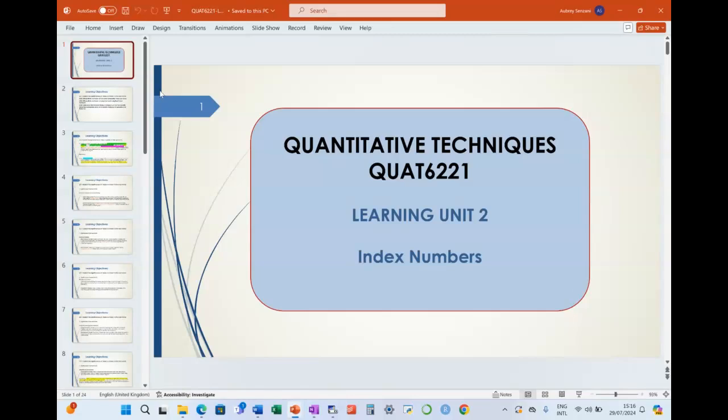There are 4 formulas that you need to know there. You've got those 4 formulas, then you can do those exercises. Okay? So it's not a lot. But let's get into this. This is also not a lot. Right, so let's get into this. Learning Unit 2 is index numbers. Index numbers. Okay?